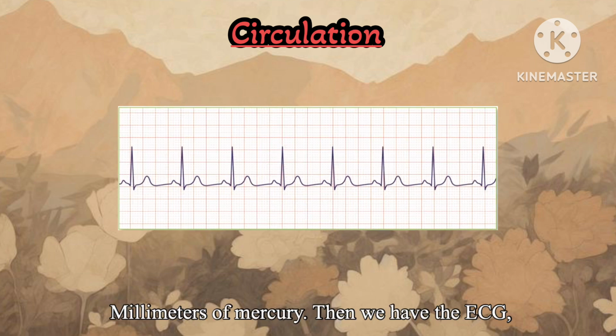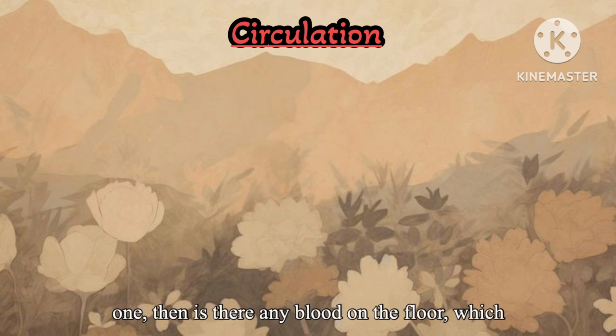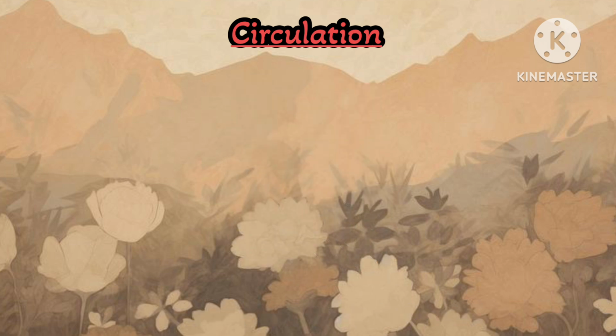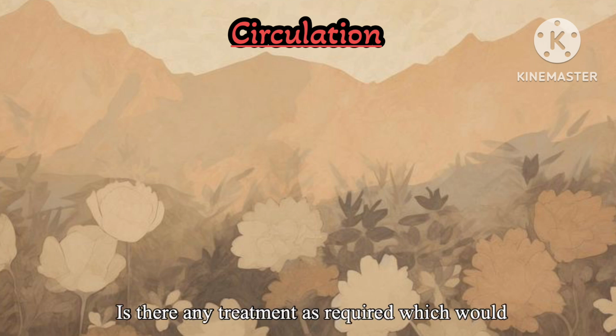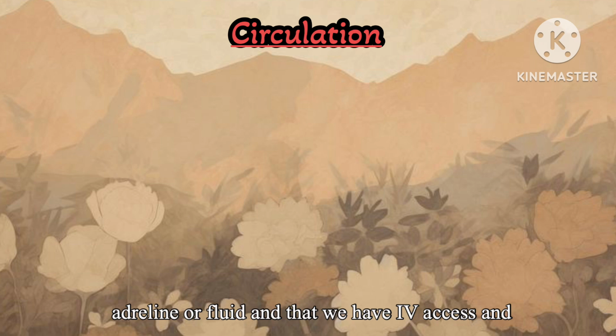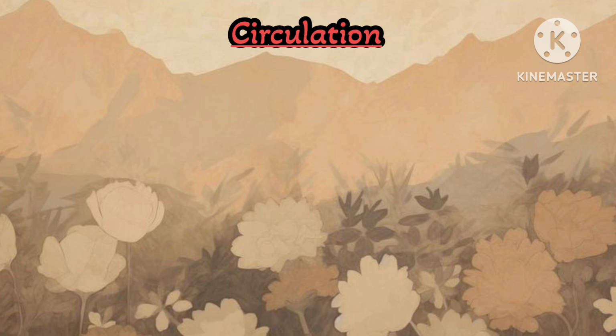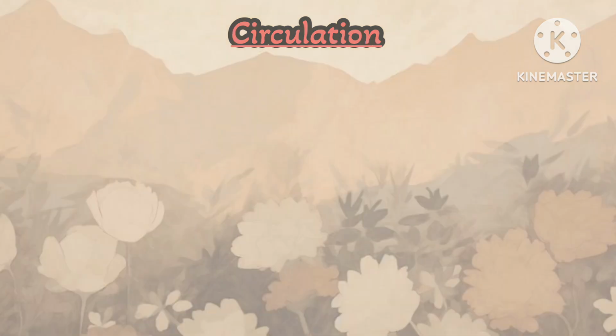Then we have the ECG, which is your 3 and 12 lead one. Then is there any blood on the floor, which has your chest, abdomen, pelvis, and long bone. Is there any treatment as required, which would be medications such as oxygen, aspirin, GTN, adrenaline, or fluid? And then we have IV access, and is there any external or internal hemorrhage, which we have to control.